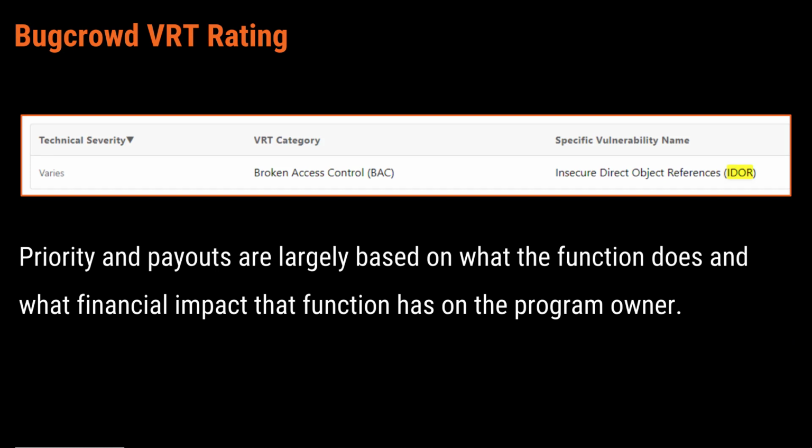For this variant of the bug, it all depends on what the impact is for the specific function. Priority and payouts are largely based on what kind of damage can be done by iterating to another person's account information. Hopefully the IDOR that you are finding has some real impact on the application and the program owner, and it will be rated as such, usually in the P1 or P2 range if you find something of that nature.